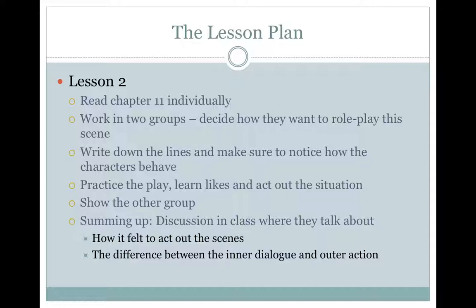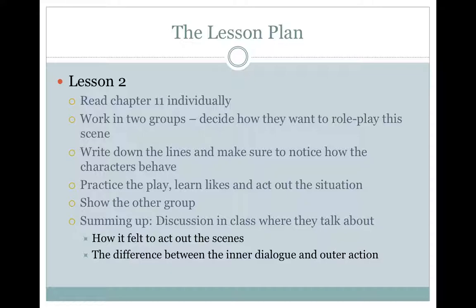So what I want them to do is to use the handouts, write down or mark the lines, and make sure they notice how the characters behave, not only what they say, but how they behave. And take note of the words that describe their actions and the sounds they make, if they groan or sniffle or that type of thing. And then after that, I want them to practice the play and act out the situation.